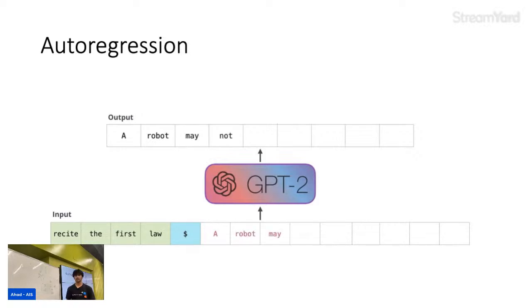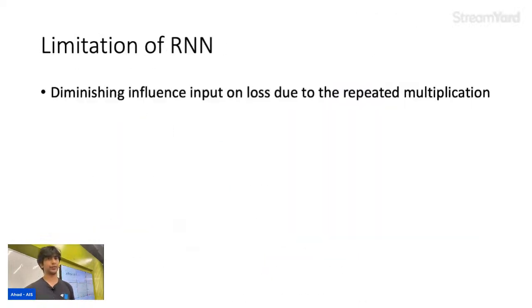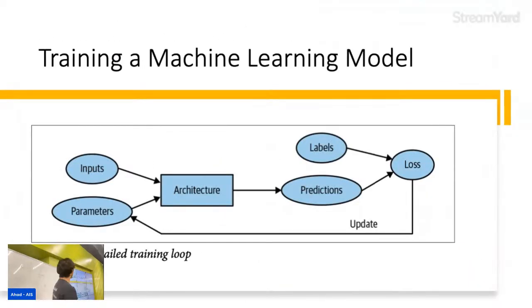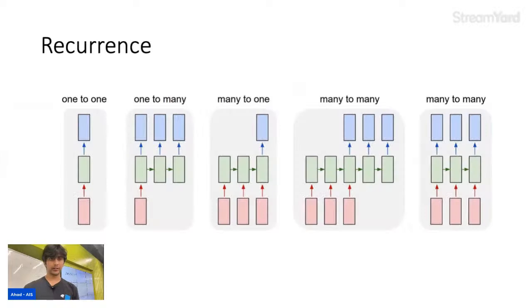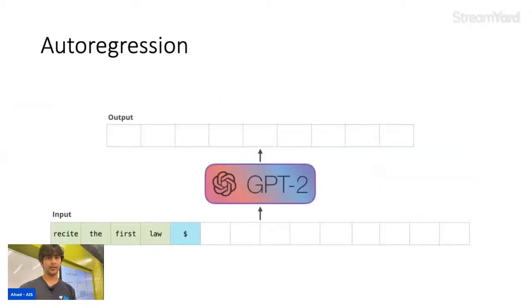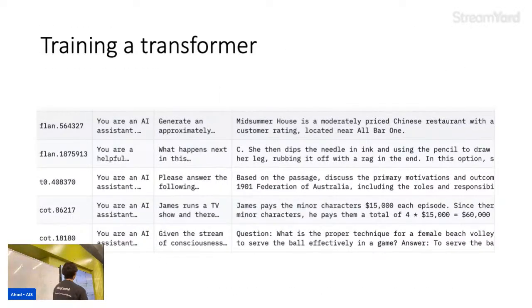So if we bring it back to the training loop, let's go all the way to the front. We have our inputs to our architecture, we get a prediction, and then we compare it with the label, and then we update the weights. So to bring it back to the data example, this section is our input, this section is our label.